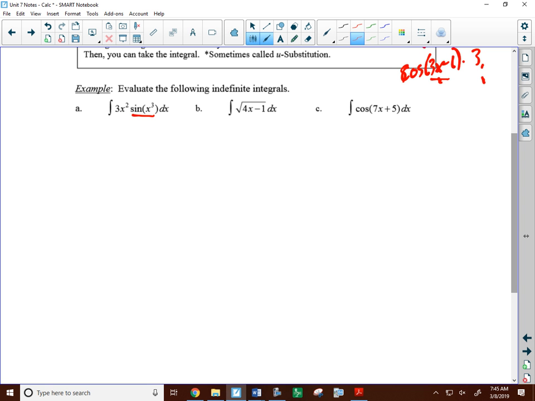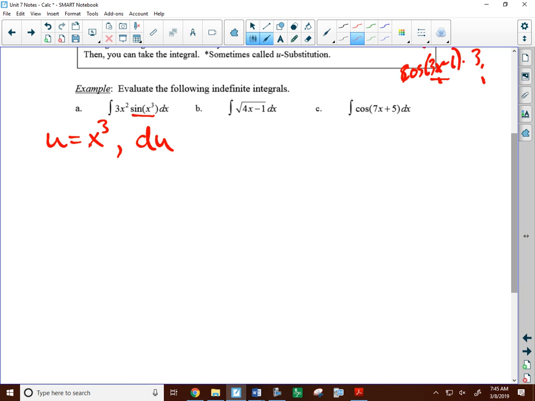What I'm going to do though is, if I see a composition, x cubed and sine x together, that's a composition of functions. I'm going to let u generally be the inside function. Now, we'll see coming up where sometimes we want to pick something else, but you choose a u value. Then I'm going to do the derivative of this, because what I want is this derivative to exist on the outside.